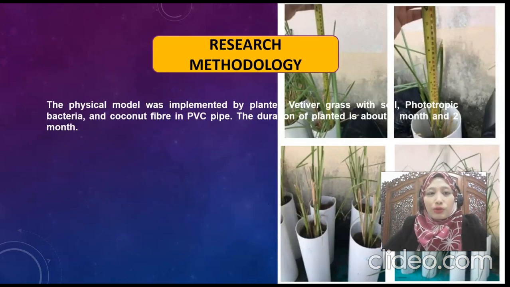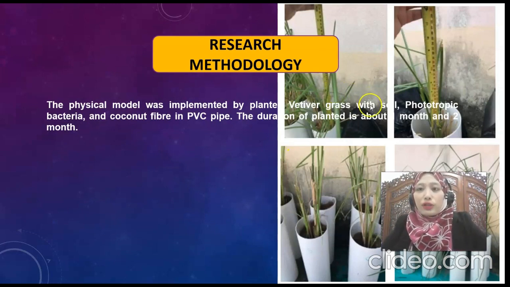So under the research methodology, the physical model was implemented by planting Vetiver grass with soil, phototropic bacteria, and coconut fiber in a PVC pipe with a length of about 1 meter. The duration of planting is about 1 month and 2 months.